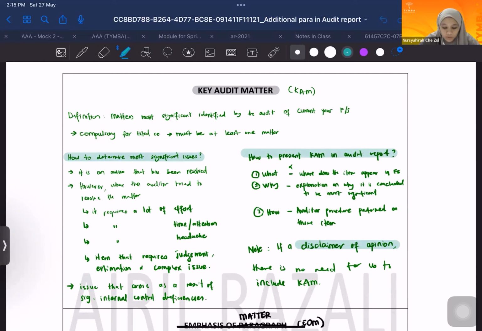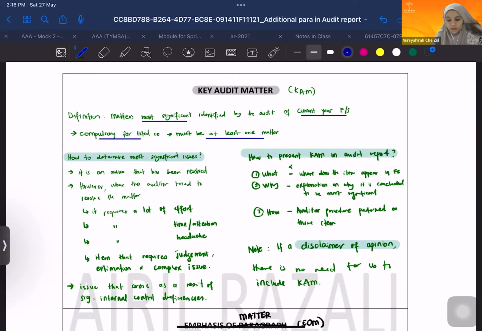Now let's go through the notes together. By definition, KAM should be included for matters which are the most significant identified by the audit of the current year. The keyword here is most significant, meaning the most serious. And those matters relate to the current year. Don't communicate to the user matters which already happened last year, no need. It is compulsory for listed companies, and must be at least one matter.